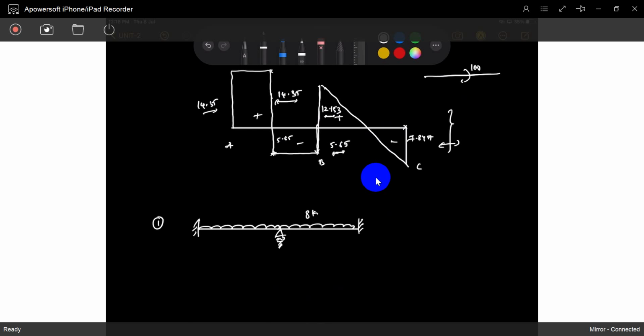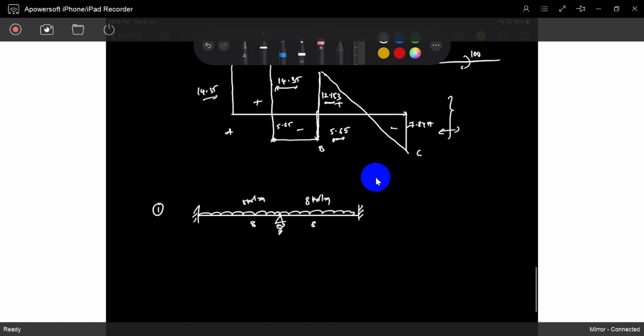So I will give 8 kilonewton per meter. The distance is 8, once again 8. Very easy, I will provide an easy problem. So how can you solve it?